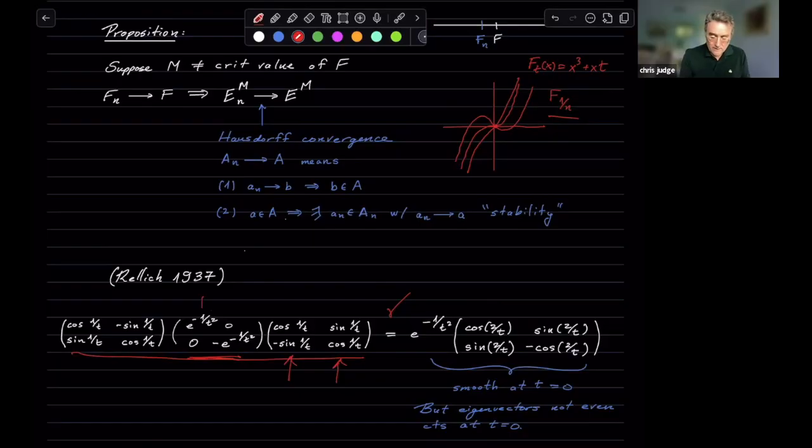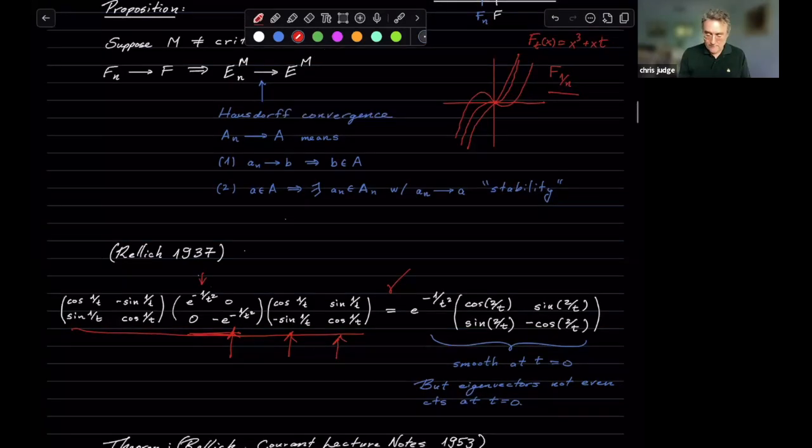But the eigenvalues are. The eigenvalues here are for r. So we have a smooth family of matrices for which the eigenvalues are smooth, but the eigenfunctions or eigenvectors don't even converge at t equals 0. So that's an example from last time.